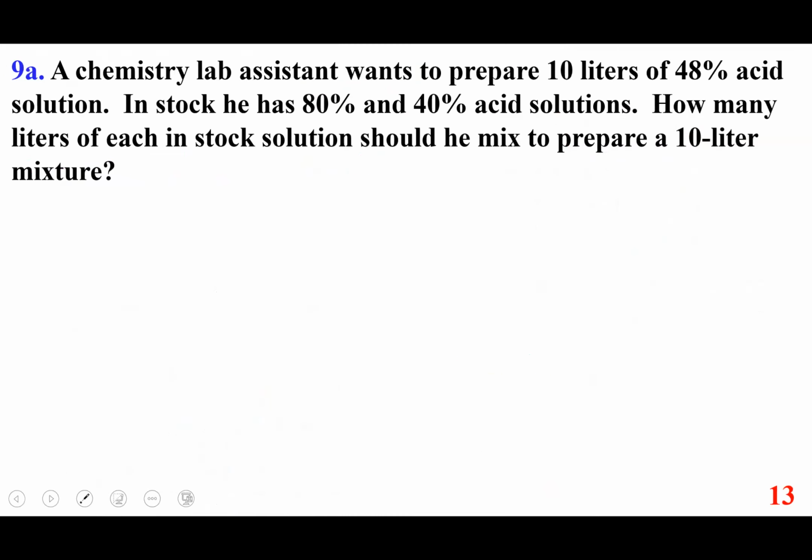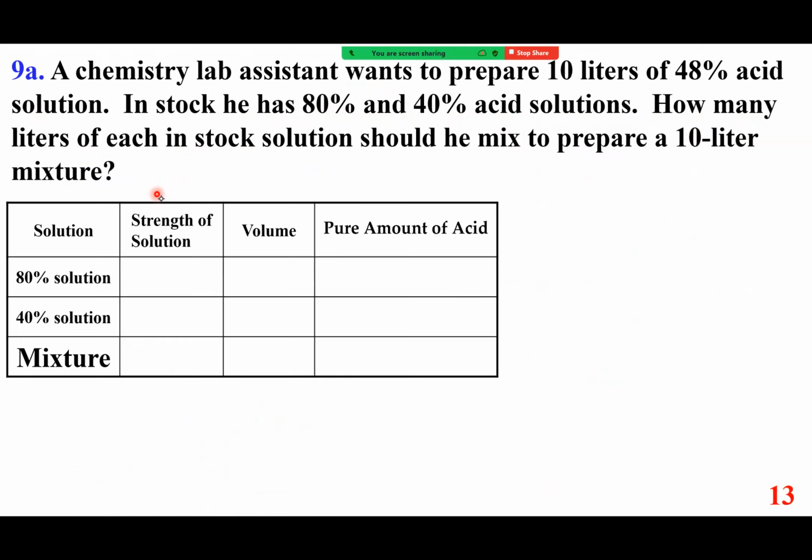A chemistry lab assistant wants to prepare 10 liters of 48% acid solution. In stock, it's got 80% and 40% acid solution. How many liters of each in-stock solution should he mix to prepare a 10-liter mixture?